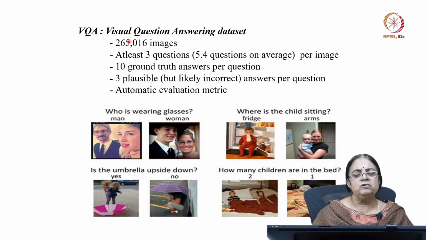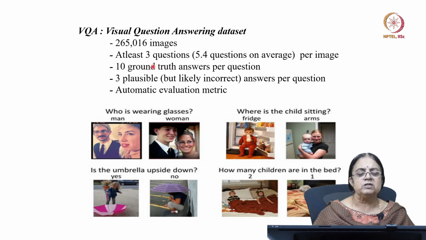And then we have the visual question answering data set, which consists of images like this, right? So you have 265,016 images, and for each image you have at least 3 questions. For example, things like who is wearing glasses? Here is the man who's wearing glasses, here is the woman, where is the child sitting, etc. And then you have at least 3 questions, with 5.4 questions on average per image.